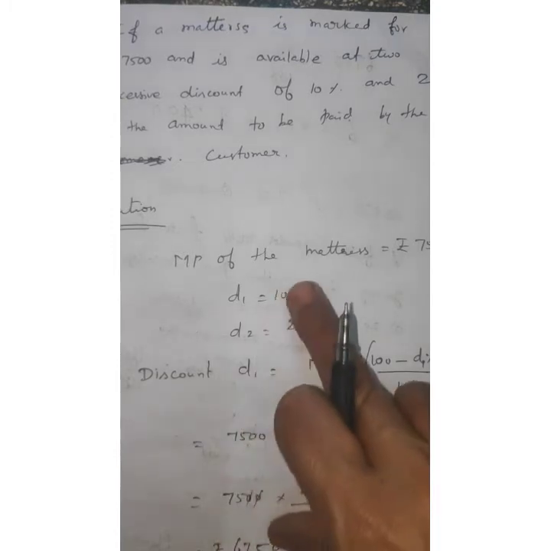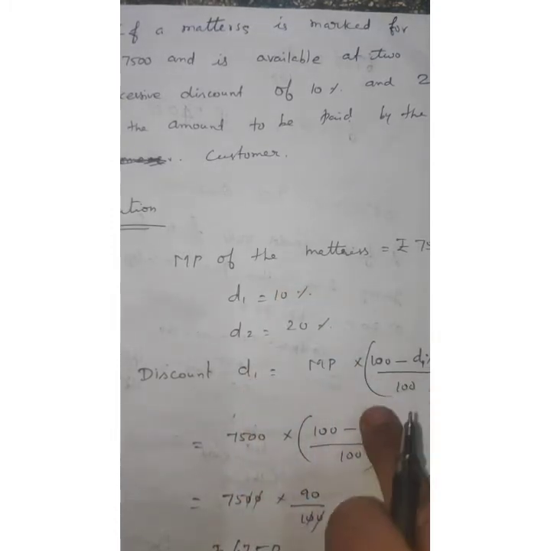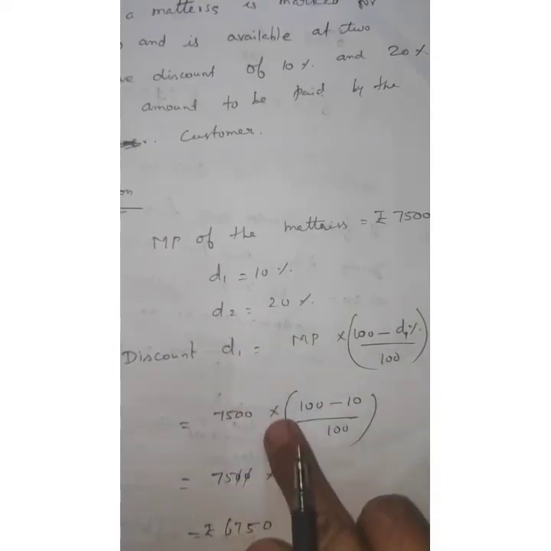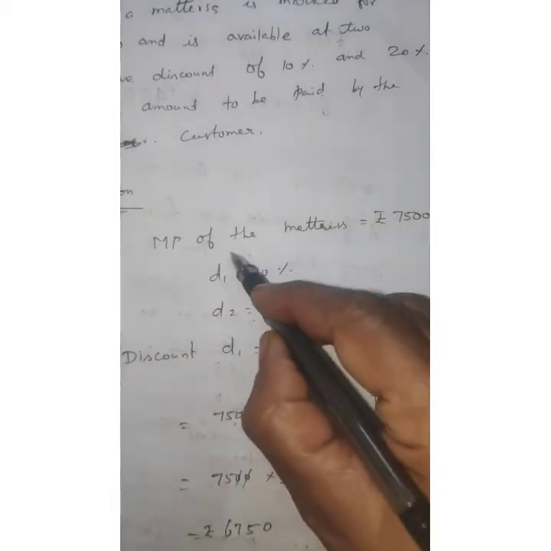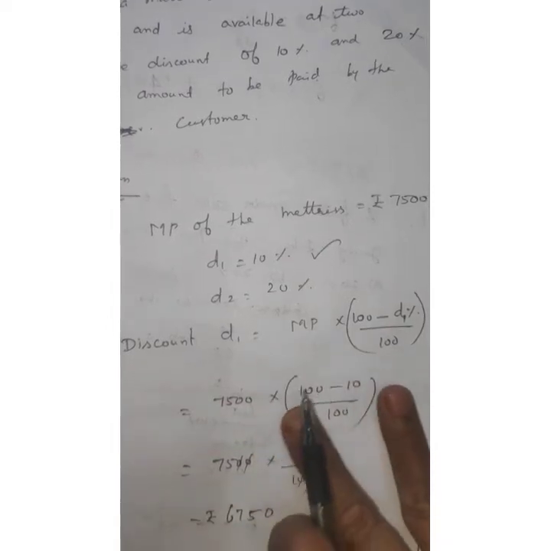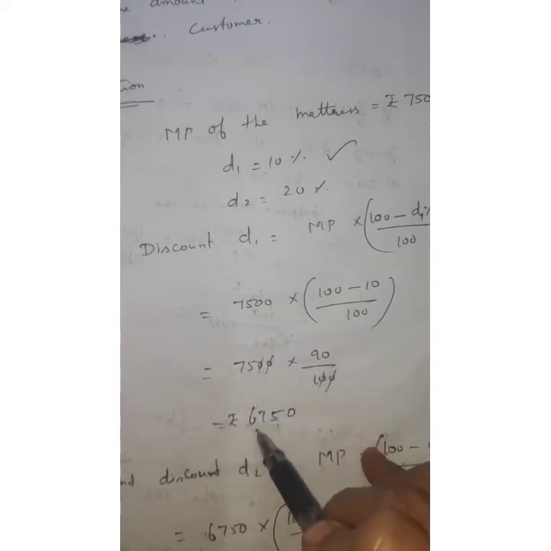Discount D1, the first discount, equals MP into 100 minus discount percentage divided by 100. 7500 into 100 minus 10%. This option only you take first. 10 by 100. 100 minus 10 equals 90 by 100. 20 cancel there. So 75 into 90 equals 6750.